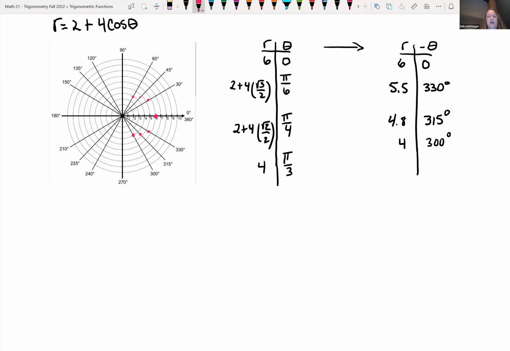So let's do a couple more points. Let's see what's happening at 90 degrees. Cosine of 90 degrees is 0. So we have 2 plus 0, which is 2. A reflection across that axis would give us 270 degrees. We also have 2.